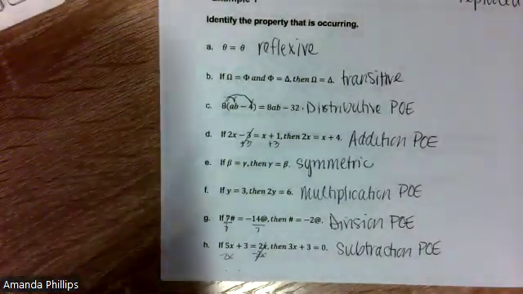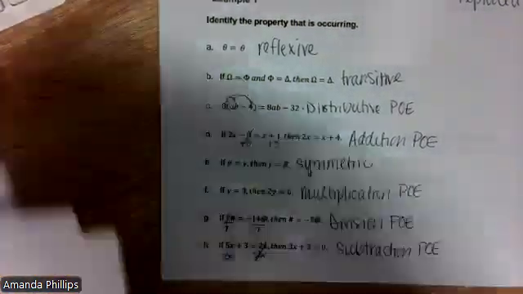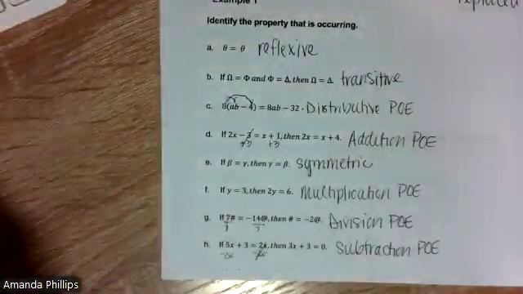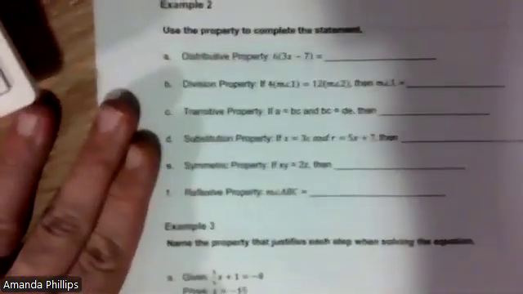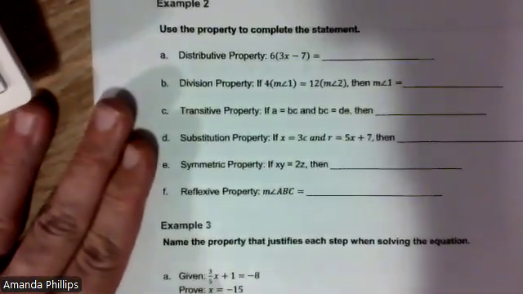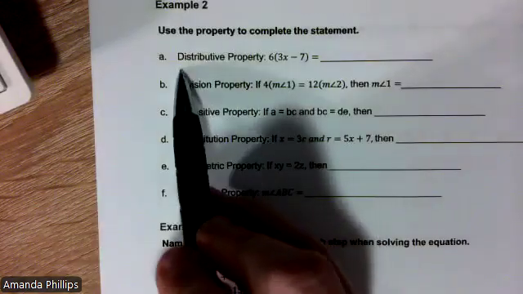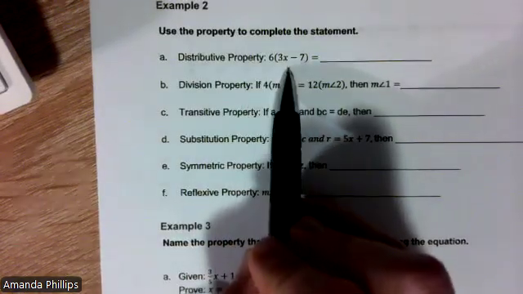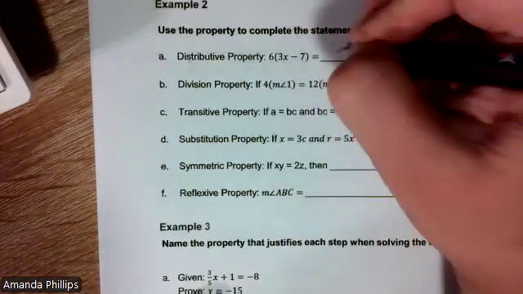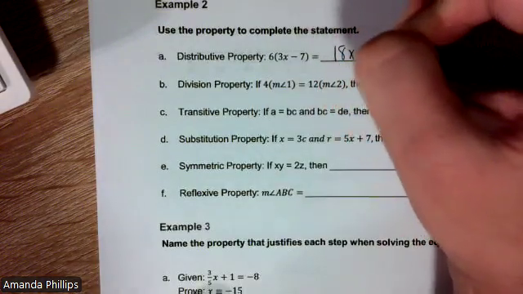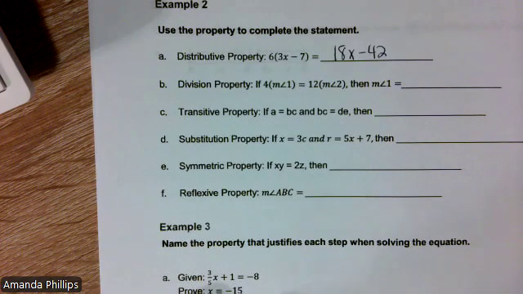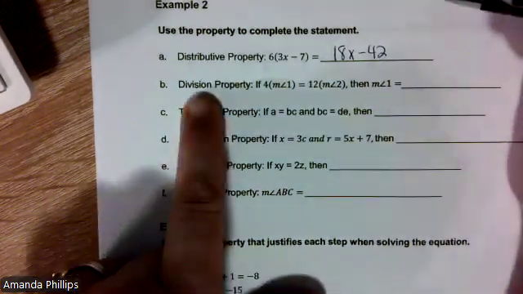Now let's move on and actually use them. Well, not yet. We're still going to use them a little bit in just a general form. So let's look at example 2. It says use the property to complete each statement. It says use the distributive property. Well, that's good. We can do that one. Let's distribute. That's going to be 18x minus 42, right? Easy breezy.